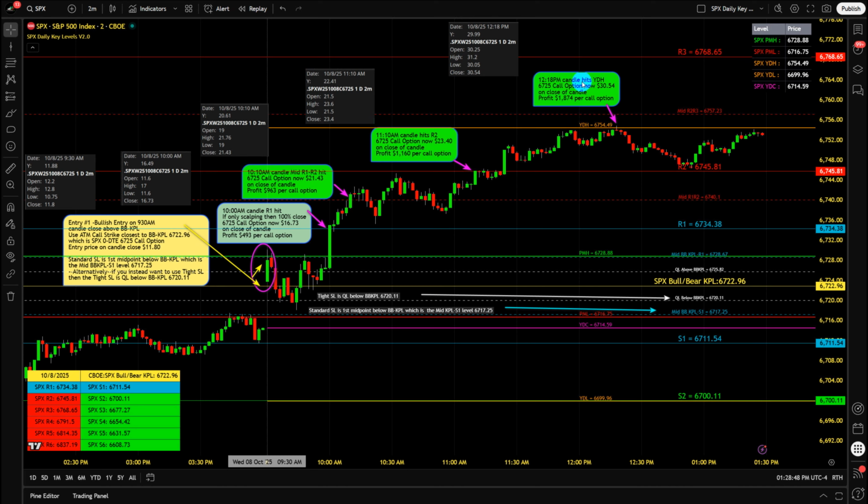This is the 12/18 candle. So the 67.25 call option is now $30.54 on this close after hitting it. The high was $31.20. That's on the high of this wick here. But on the close, $30.54. The profit is now $1,874 per call option.